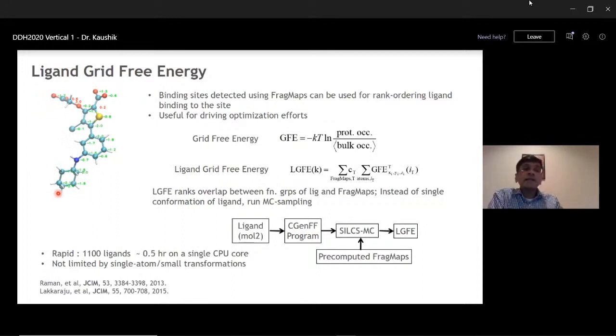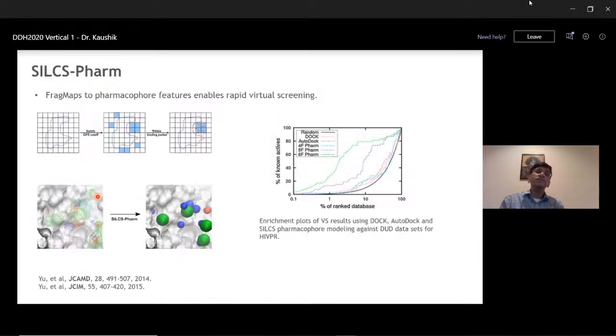Also, given that each atom in the ligand maps back to the corresponding affinity pattern that has been independently calculated, we can also assign atomistic grid free energies. You can determine individually what each functional group in the ligand is doing towards driving its full binding to the binding pocket. These are some of those atomistic grid free energy scores that you can assign to a given ligand.